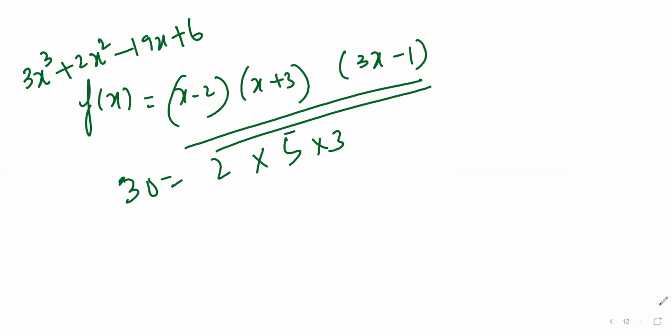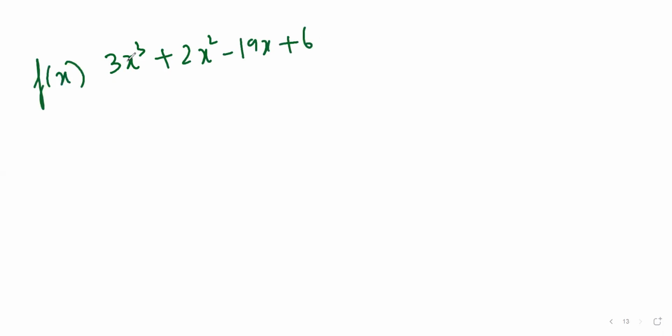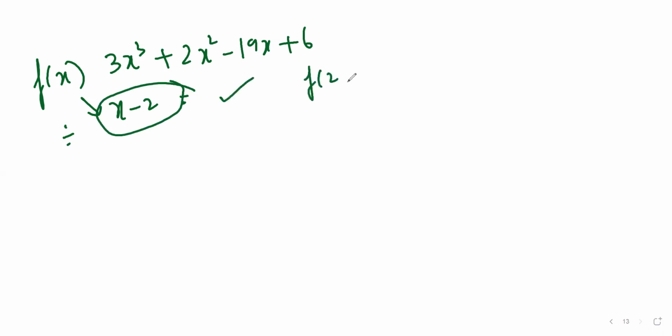So this is one way of doing. In synthetic division, what you do is, see, when I divide, I have 3x cube plus 2x square minus 19x plus 6. That is f of x, right? I did the division process, and when I divided by x minus 2, I got x minus 2 as a factor, isn't it? Because I found f of 2 is 0 in this case.